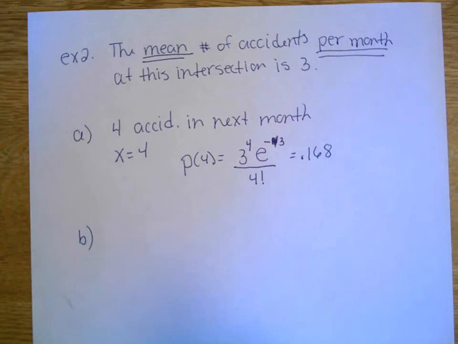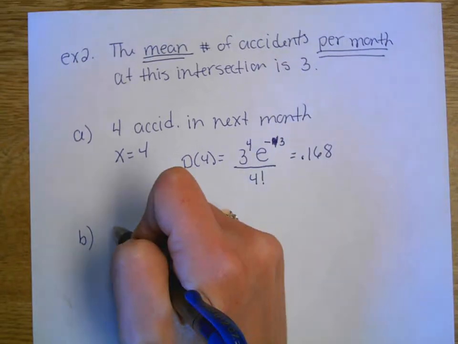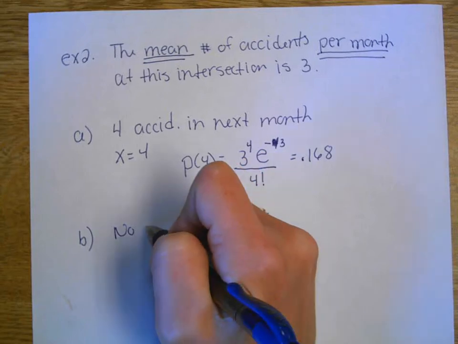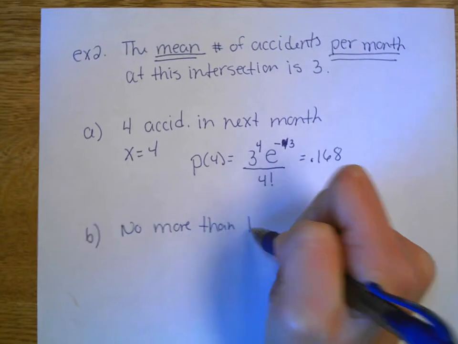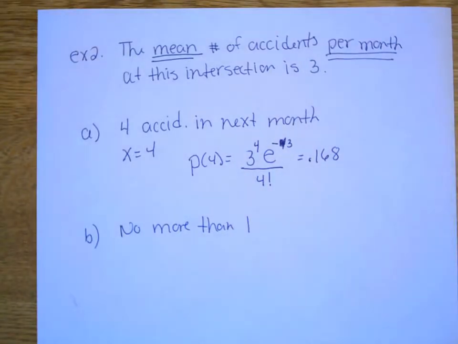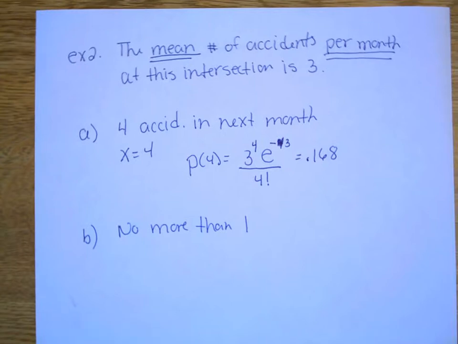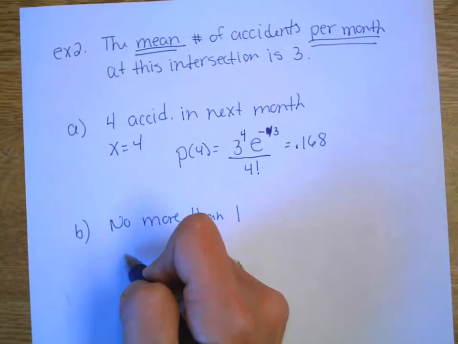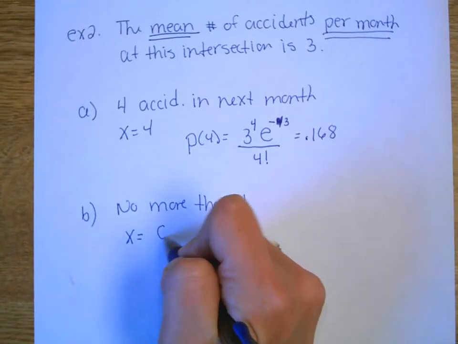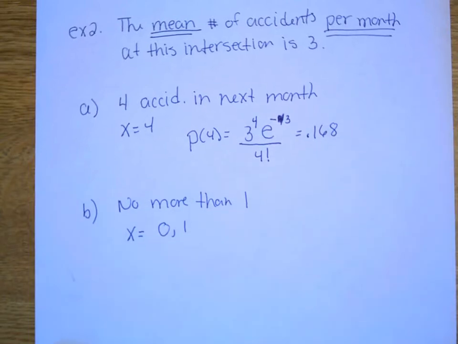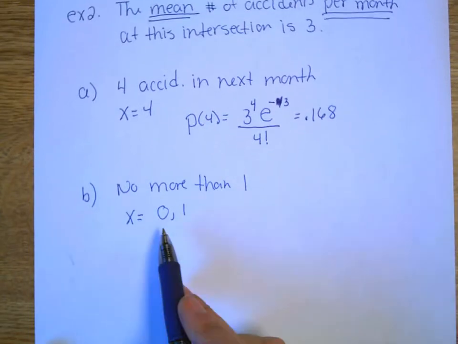How about no more than 1 accident next month? No more than 1 accident next month. Actually, really well played. 0 and 1 I need. So, you could do 2 PDFs and add them together. Or because this is starting from 0, you can just jump right into your CDF.